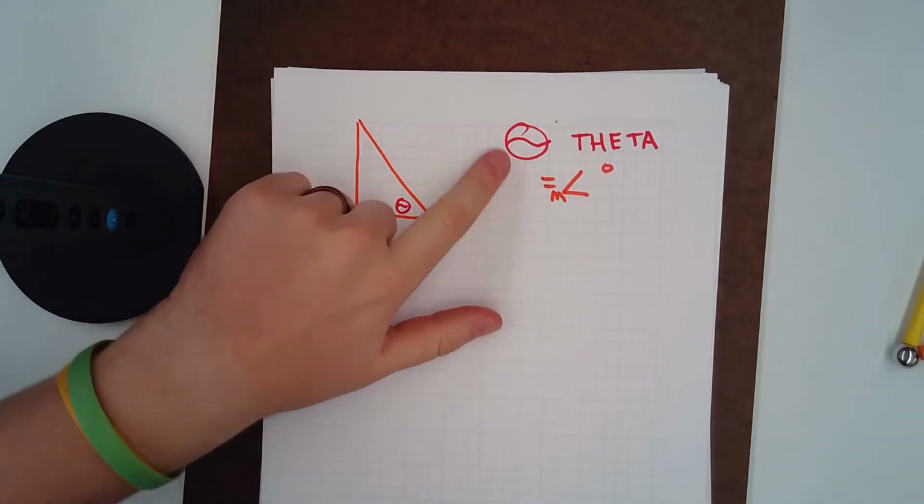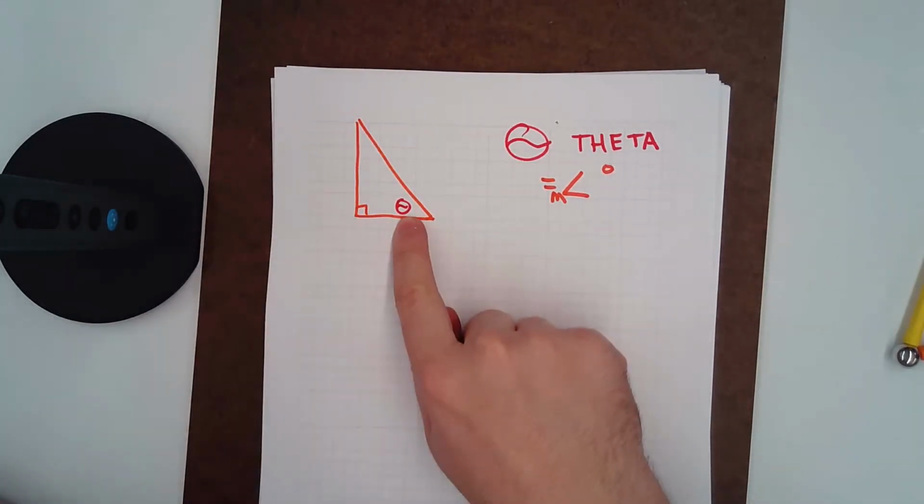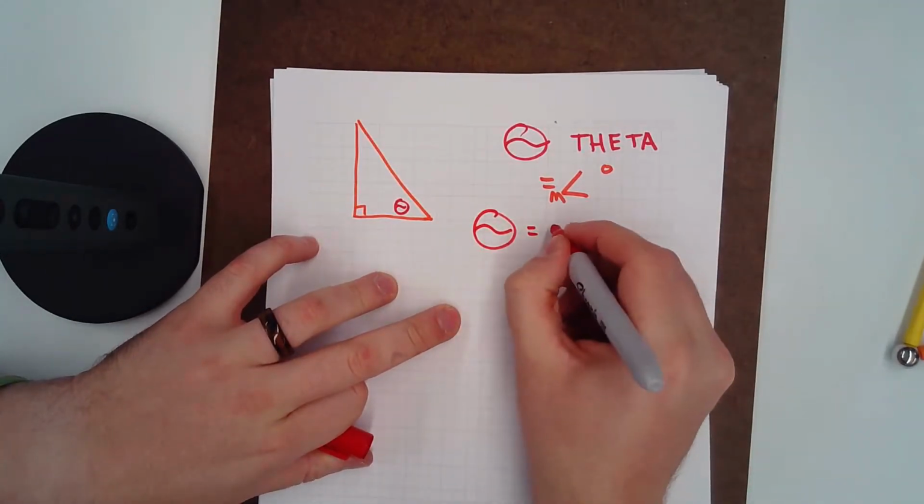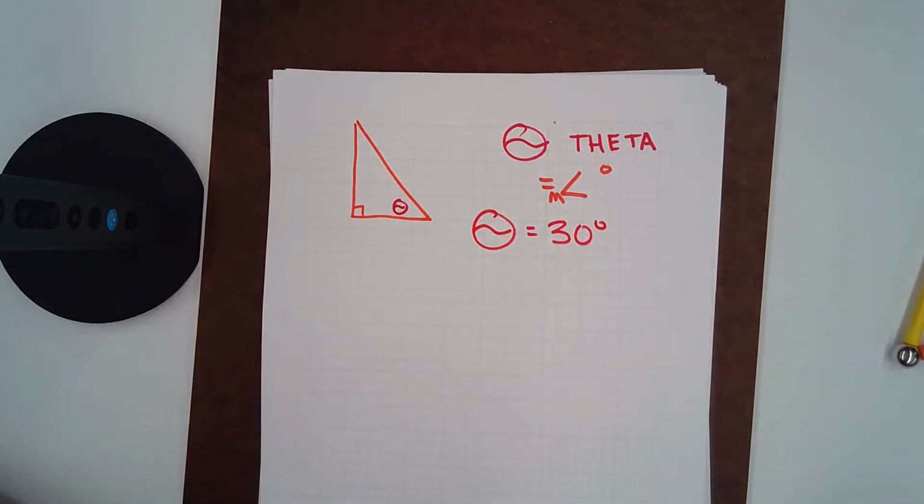So this is a Greek symbol, theta, and it means angle measure. So this symbol right here is saying, hey, that angle measure is x, right? We don't know what it is. It's some variable. So I could tell you maybe that, like, theta equals 30 degrees, right? That's possible. That's what that symbol means.